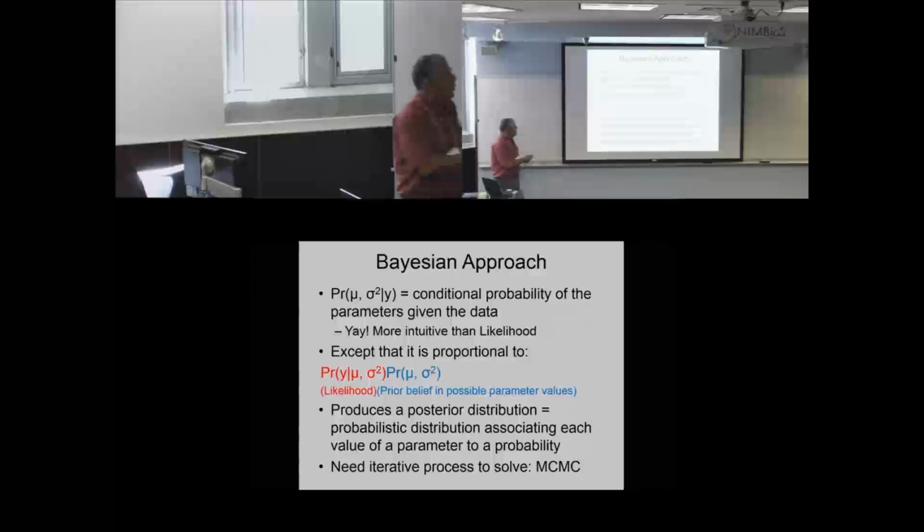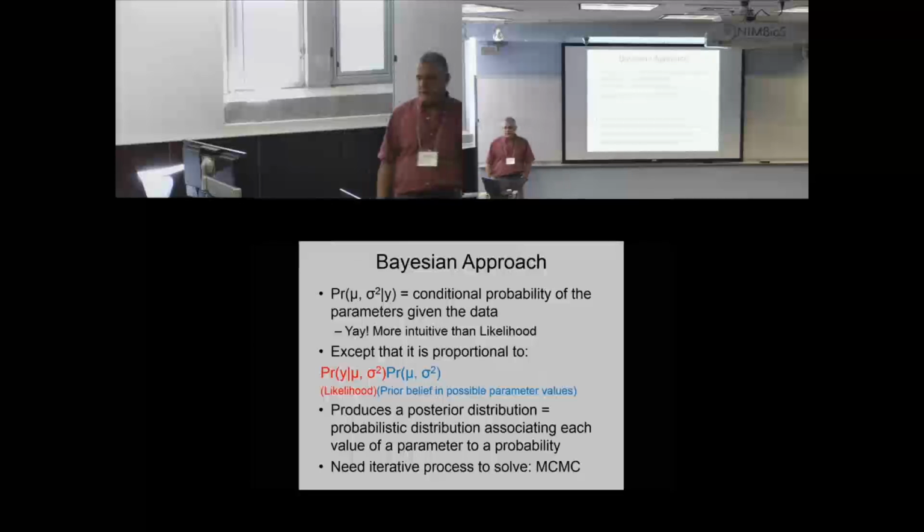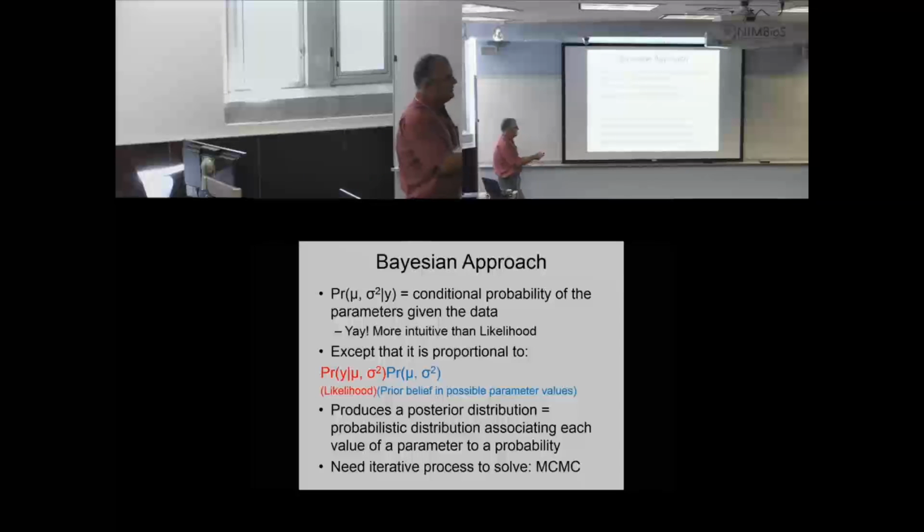except that this is proportional to the likelihood, which we just had, times the prior belief in possible parameter values. So we're kind of back to the same conceptual situation that we had before in this sense. But what solving this does is produce what's known as a posterior distribution, which is a probabilistic distribution associating each value of a parameter to a probability.